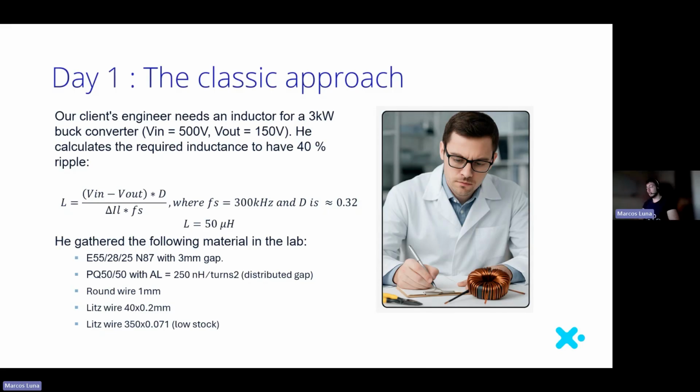Then he goes to the laboratory and starts to gather some material from the lab. He has some cores, some wires. He read before that probably he needs a gap in the core. He doesn't know exactly, but he picks up an E55 with a 3 millimeter gap, a PQ5050, and also round wire, one leads wire and another leads wire, but he has only 3 meters of the wire, so it's a very small quantity, and he needs to be careful about that, depending on the design.